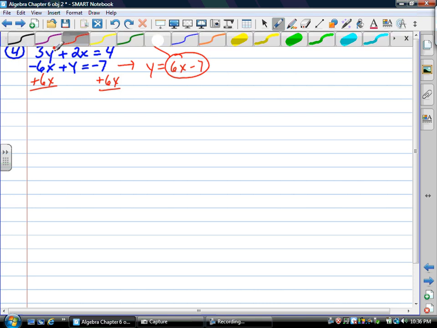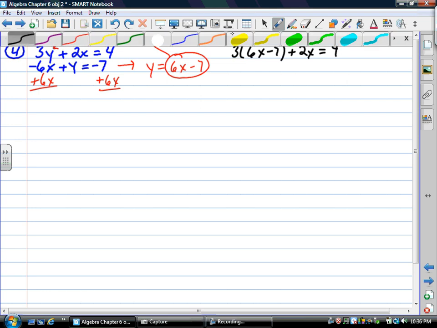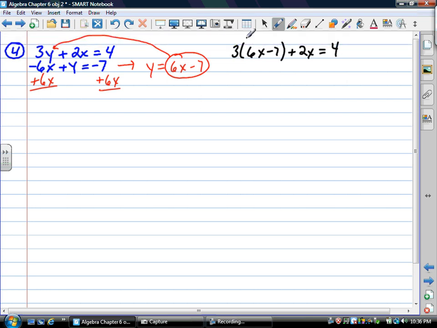So what happens, use this up here, that top equation becomes 3 parentheses. I'm replacing this y now with 6x minus 7. It's going to look like this. I'm going to add the 2x. That's going to be equal to 4. And now you just have a regular equation with one variable, and you just want to solve this equation for x.